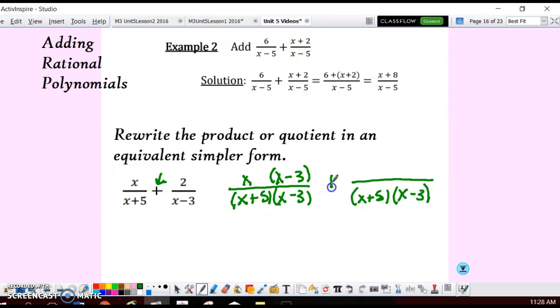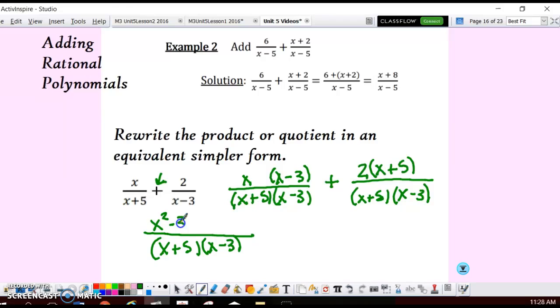Now over here, I'll bring my plus sign over, I've got the 2. X minus 3 is already there, so this one had to be times x plus 5, because the x plus 5 means I'm multiplying by 1 technically, but I'm getting a common denominator. So my denominator will be x plus 5 times x minus 3. But my numerator, my first one is going to be x squared minus 3x. Bring my plus sign in from here. This one, if I multiply that through, I'd have 2x plus 10.